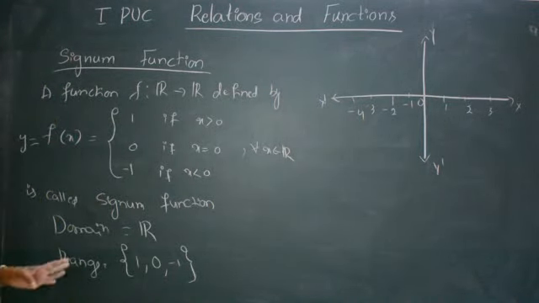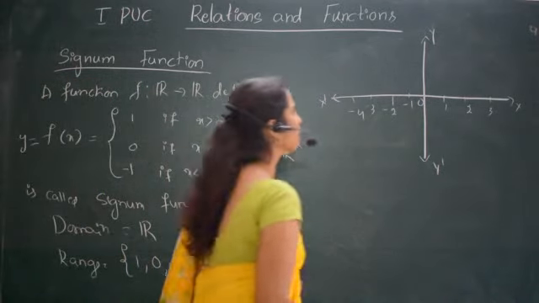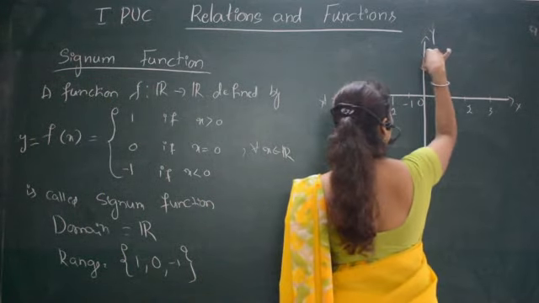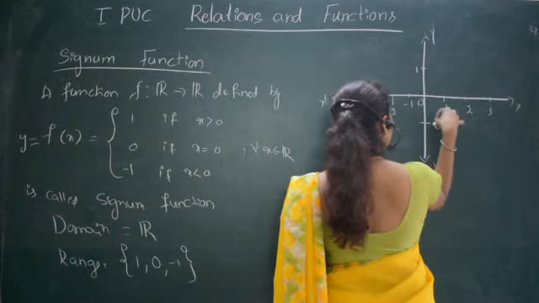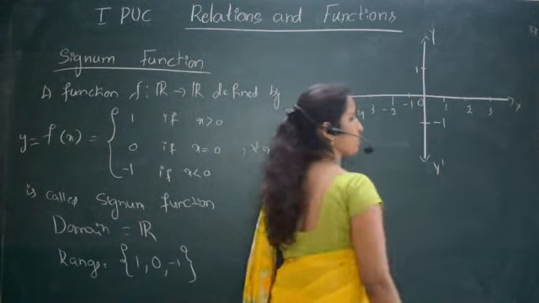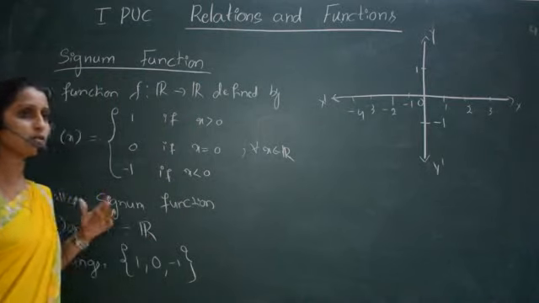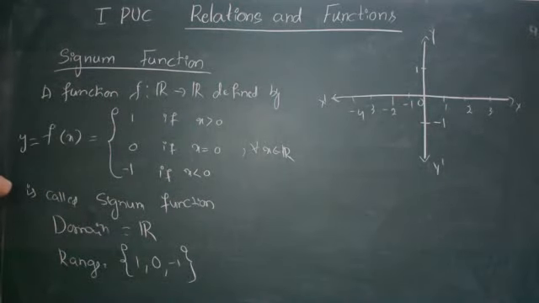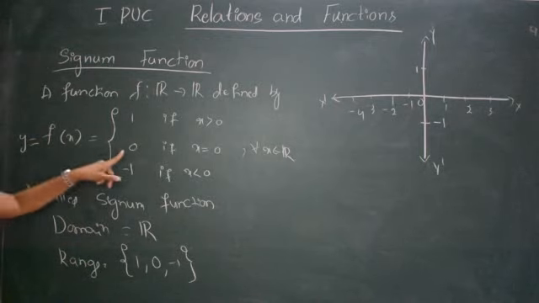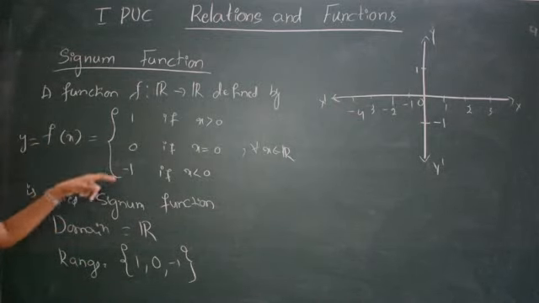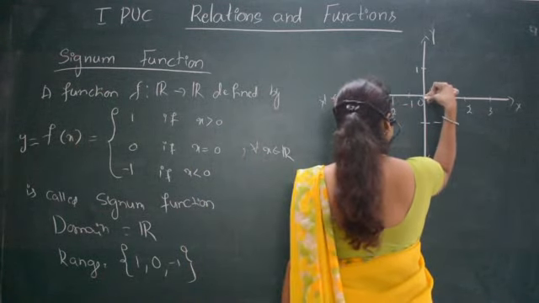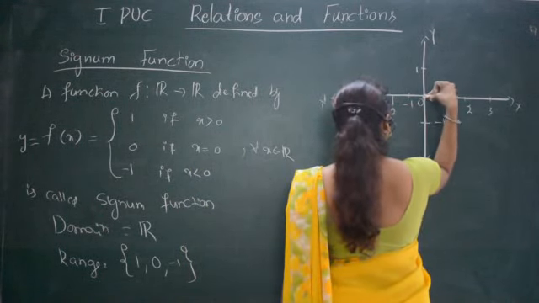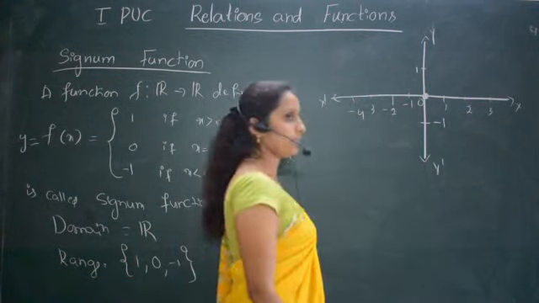Always y takes 1 and minus 1, so it will take only two values. This is 1 and this will be minus 1, because it won't take other values, only 1 and minus 1. If you write other values, there is no use of that. So when x is equal to 0, y is 0. So 0 comma 0, where is that point? Here, this point is included. You have to mark that.